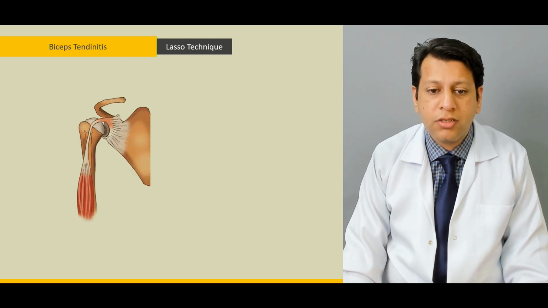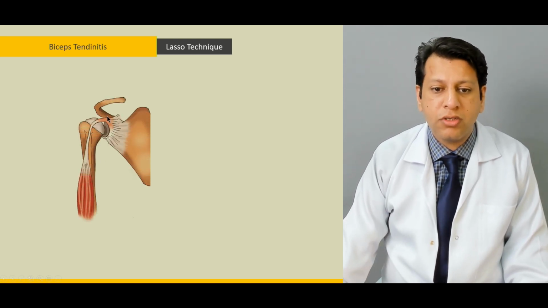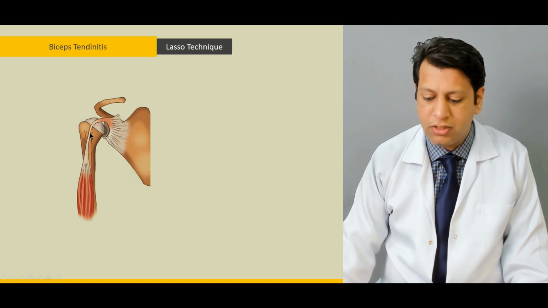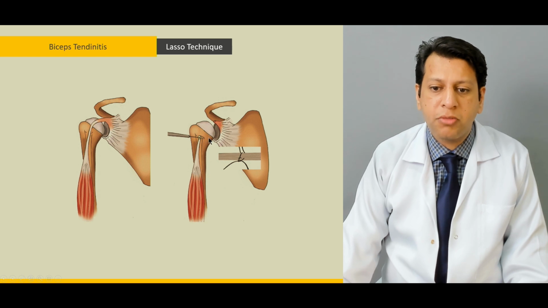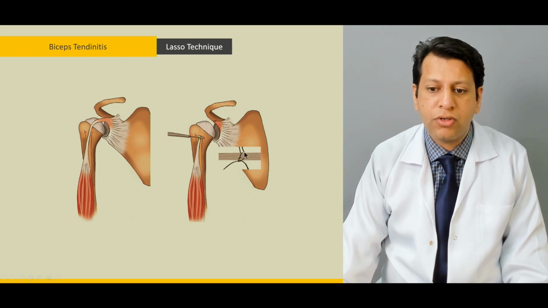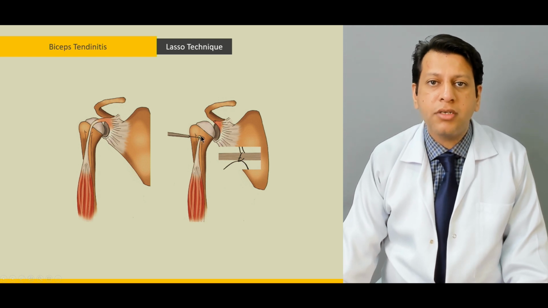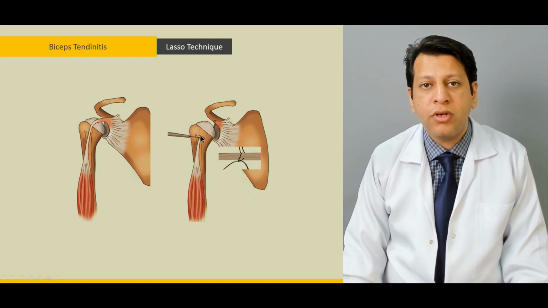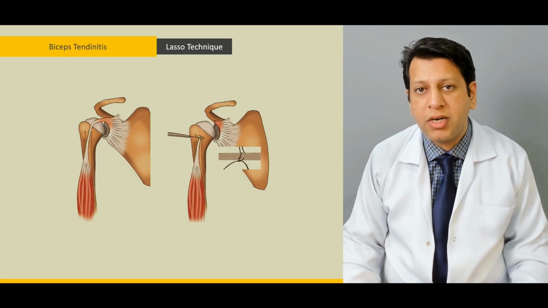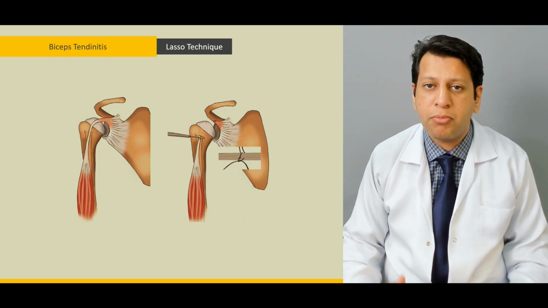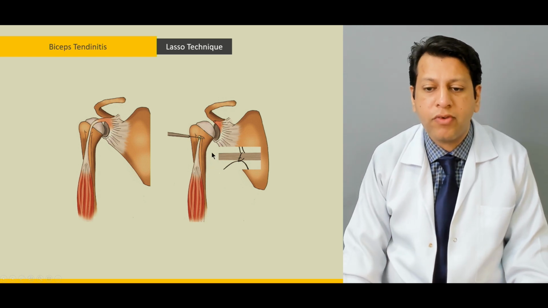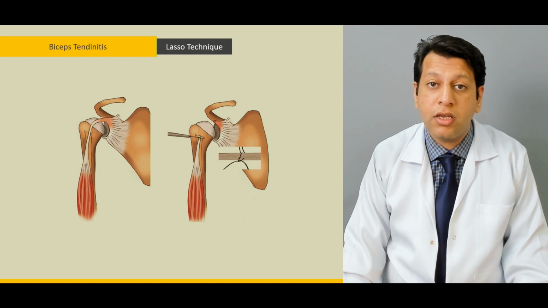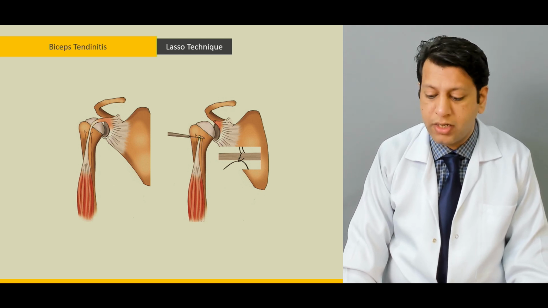So this is what is done arthroscopically. The tendon is removed, and a suture anchor is placed in such a way that you tighten a suture in the form of a noose at its end. As the passive movement of the tendon takes place in the rehab process, this noose further tightens up and creates a lot of grip. This is a lasso technique for the treatment of bicipital tendinitis.